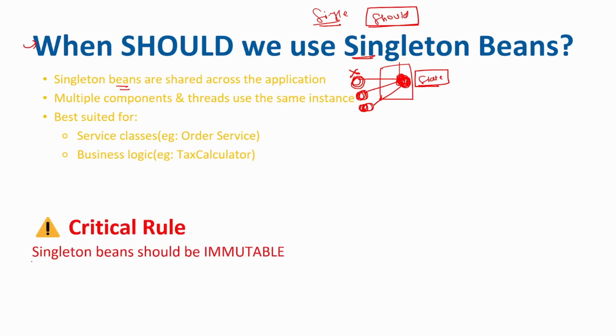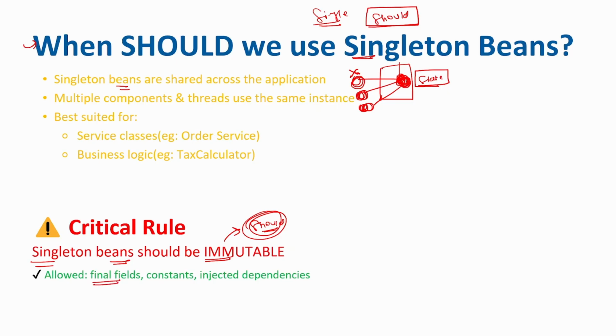So it is a critical role. First, the singleton bean should be immutable. There should not be any modification done. So what is allowed? Final fields, constants or injected dependencies are allowed, but avoid changing the field during the method execution. Why?